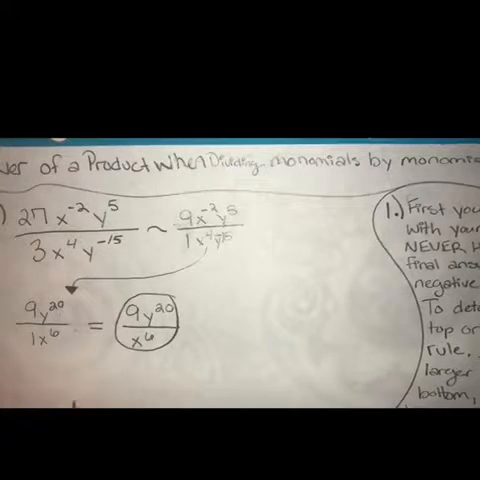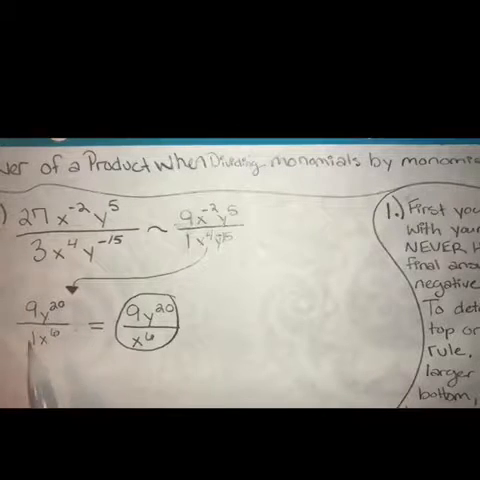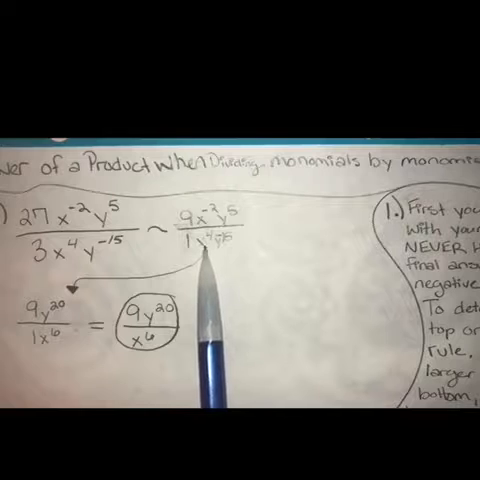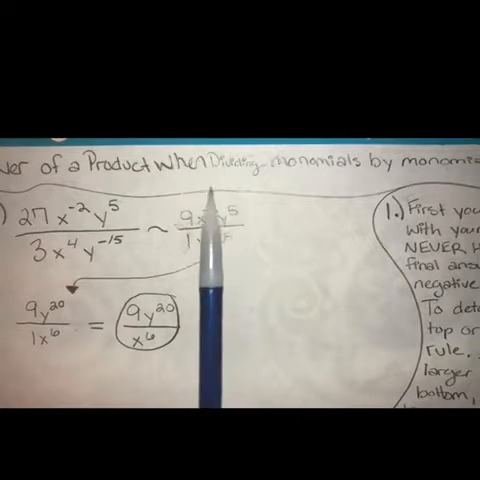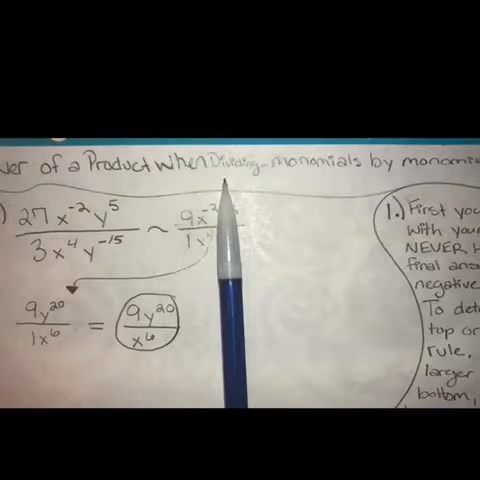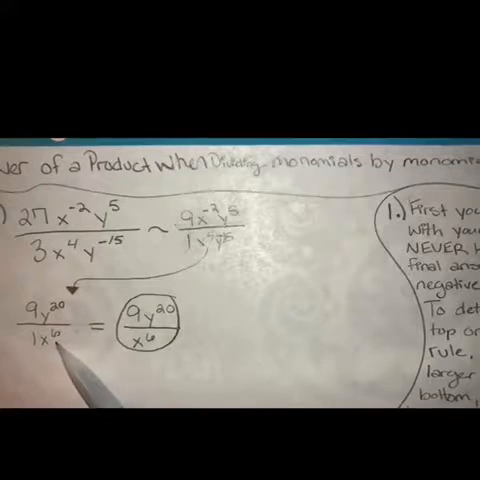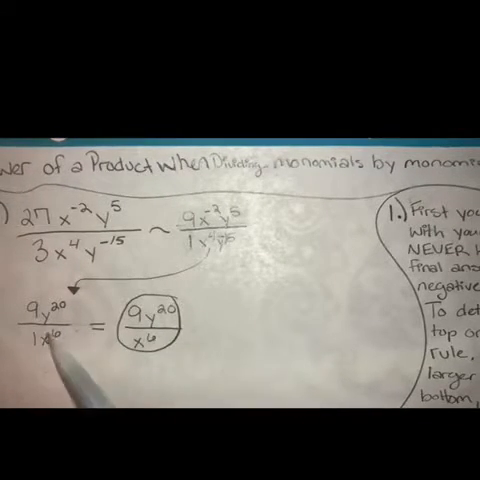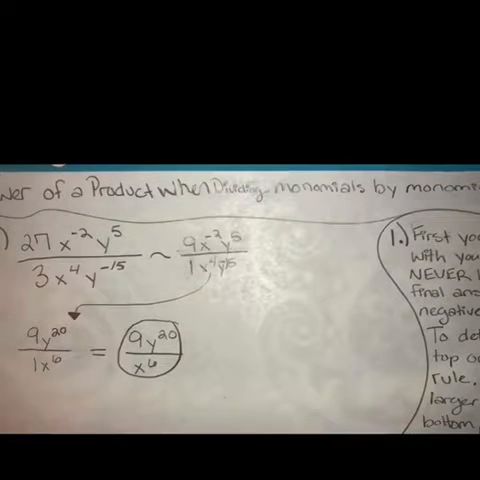Now, to determine which variable goes on what line, whatever number is bigger. So when you're looking at x, forget y and forget the coefficients. When you're just looking at x, 4 is the bigger number out of negative 2 and 4. 4 is the larger number, so x stays on the bottom. So your x right here will go on the bottom of the line. 5 is larger than negative 15, so your y stays on the top line.